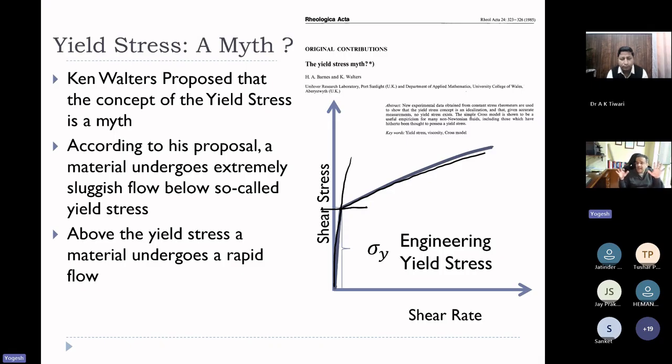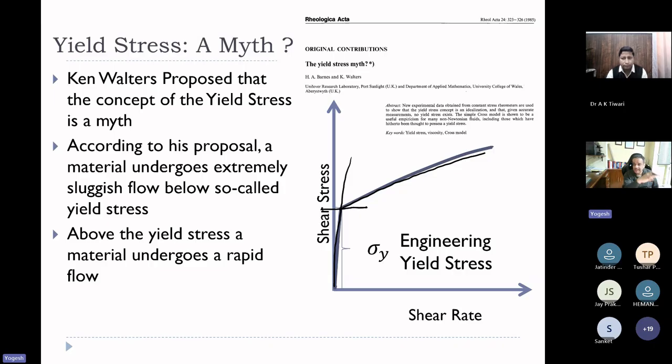So according to them, yielding is a no flow to strong flow transition according to the classical concept, but according to Ken Walters and Howard Barnes, it is a weak flow to strong flow transition. However, people say that the weak flow is so weak that one can actually consider this to be a practically no flow situation. And from an engineering applications point of view, one should uphold the yield stress concept. And that is how the yield stress concept actually survived in its initial days.